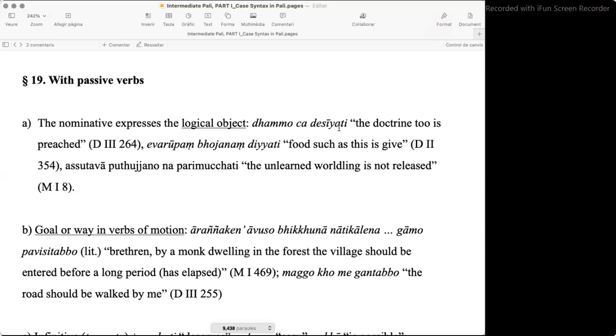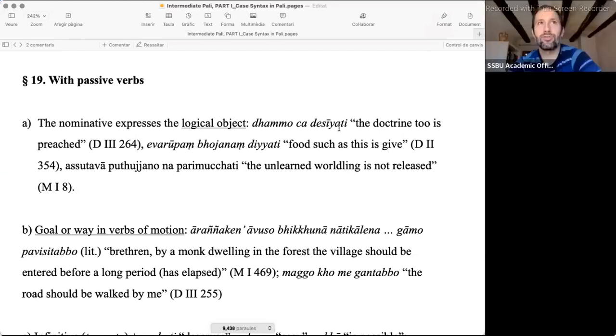In active voice, the action is done by the agent and subject. Okay. In the passive voice, action is done by the object. Very good. So very good.